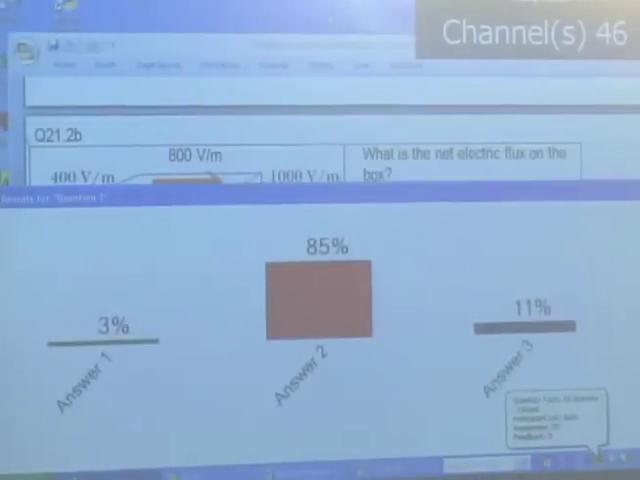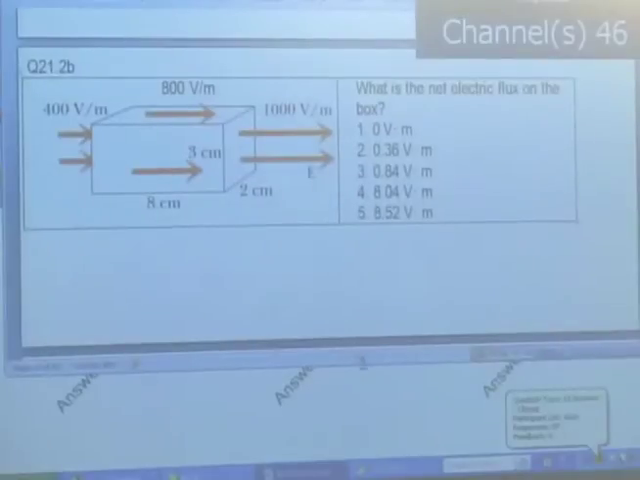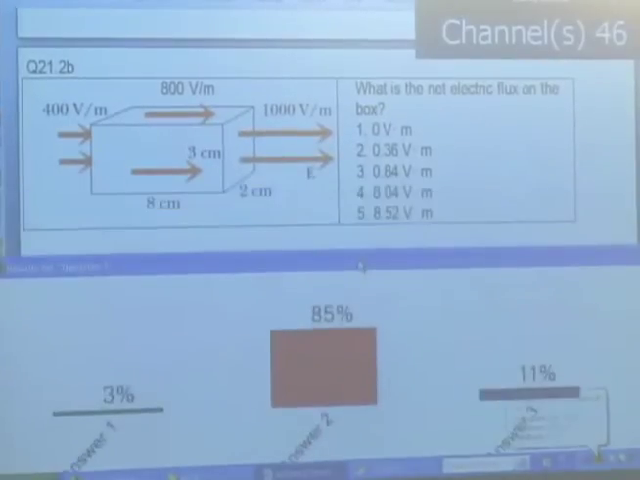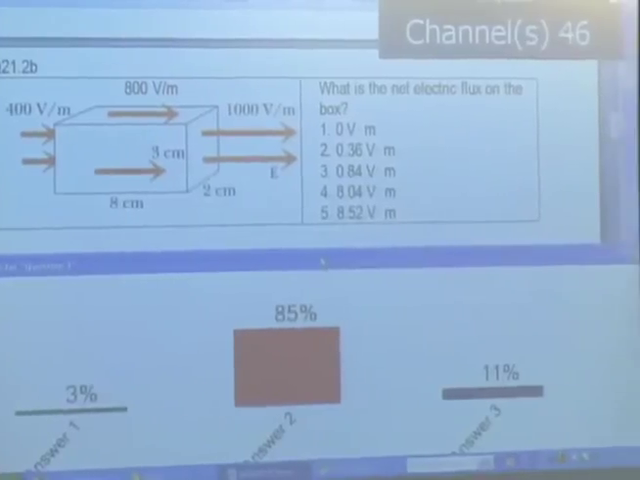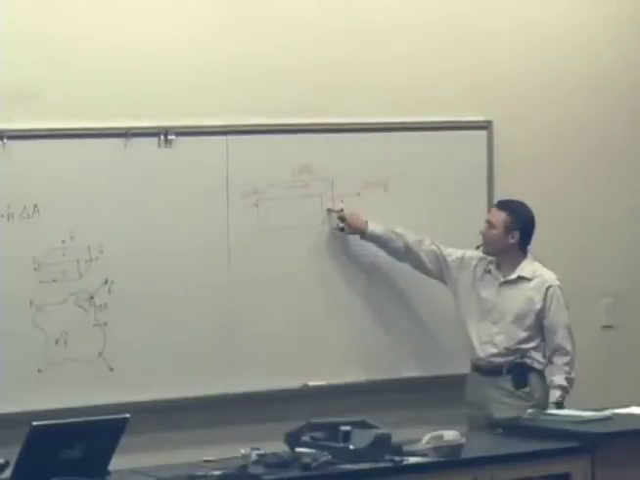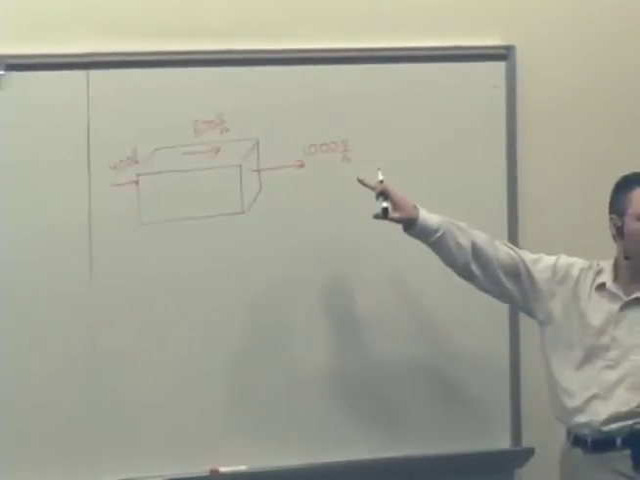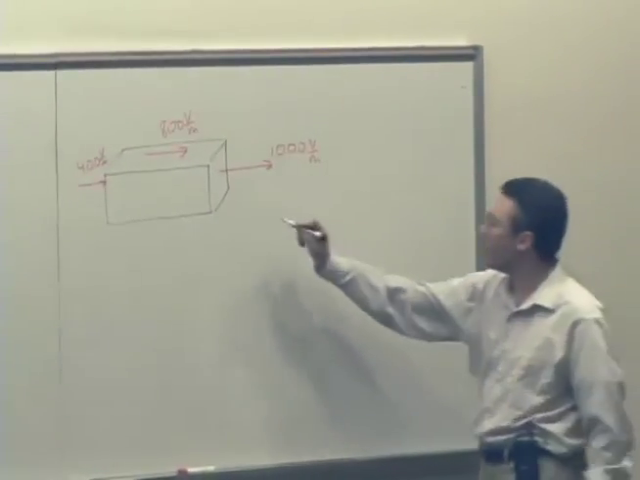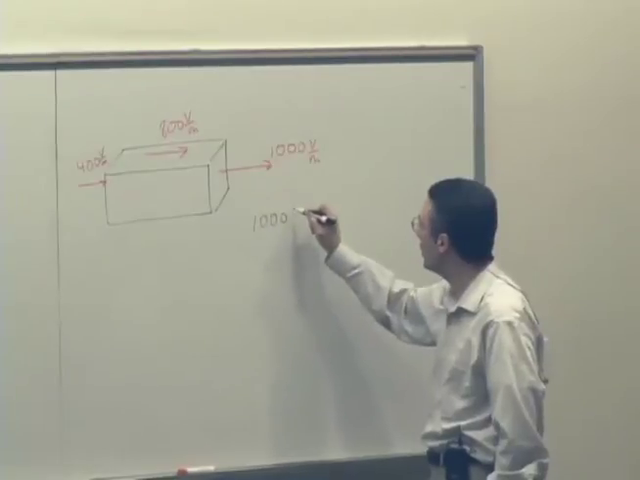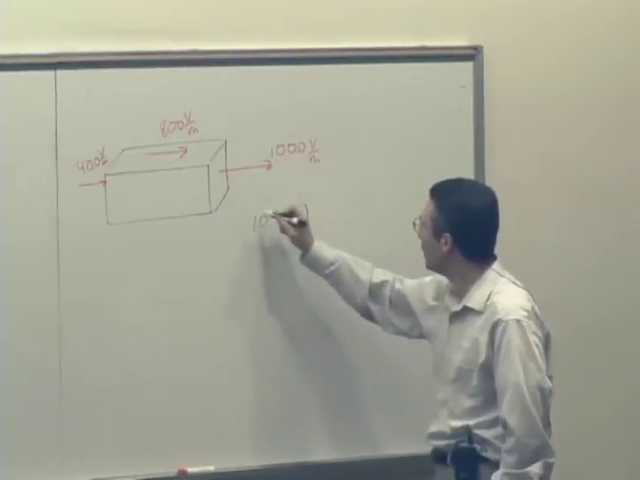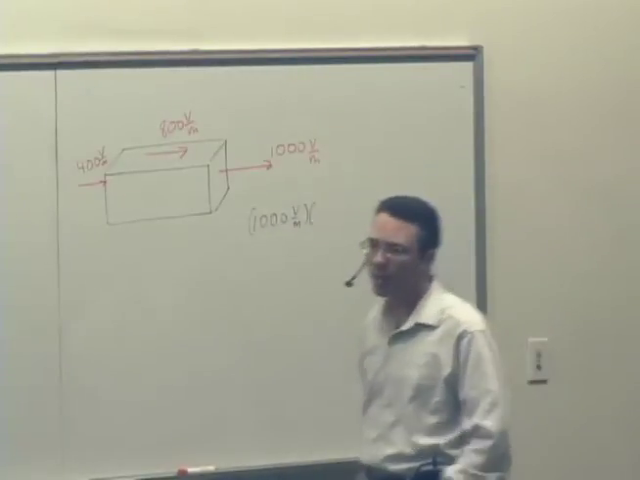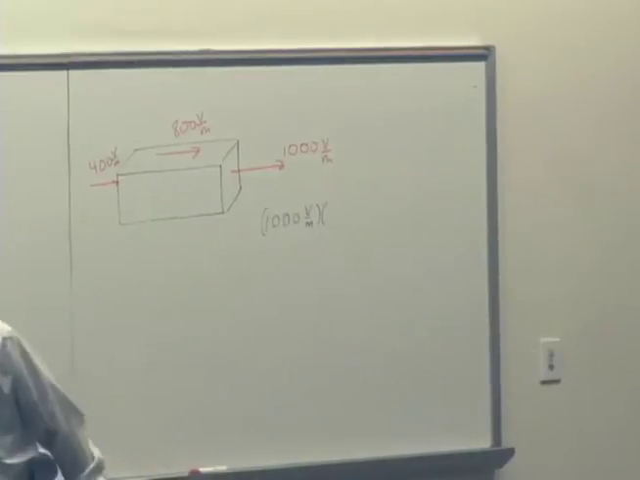Answer number 2, which was 0.36 volts times meter, excuse me, not volts per meter. This is a flux measurement, not a field measurement. And so we said that on this surface, the flux was what sign? Positive, right? So we get positive 1,000 volts per meter times, what was the area? 0.02 times 0.03.